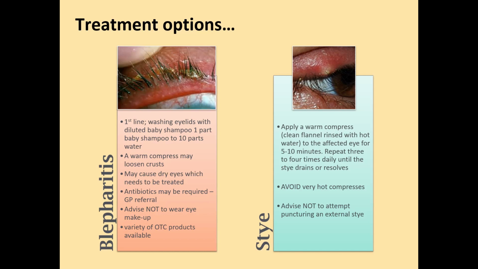With the stye, you can see another picture here of a stye. We can see the inflammation of the eyelid around the head of the stye. So again, applying a warm compress for about 5 to 10 minutes, and if that's repeated 3 or 4 times daily, that can help to drain the stye away and help it resolve. But the compress should not be very hot. The skin and the eye is sensitive, so you don't want to be applying very hot things.